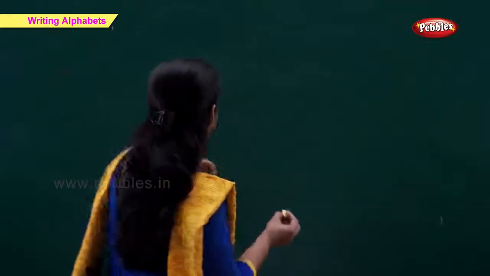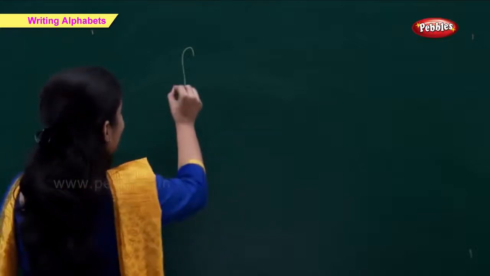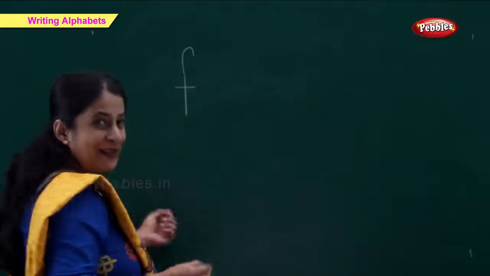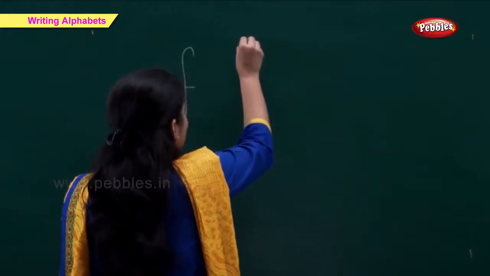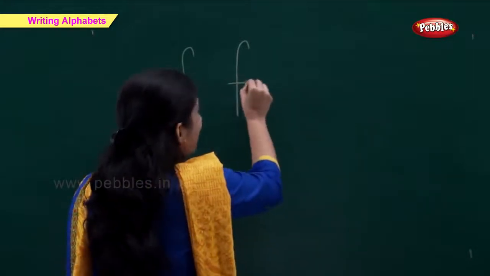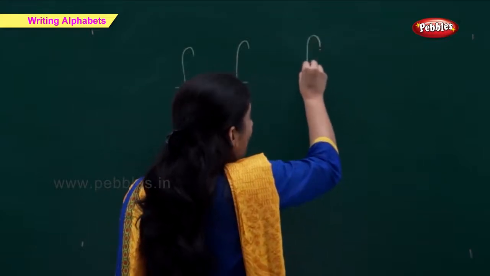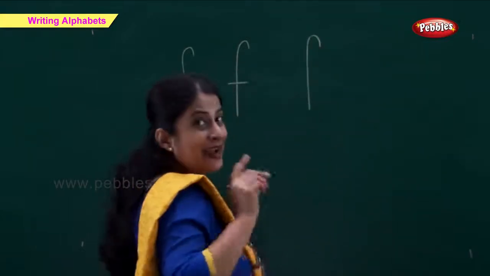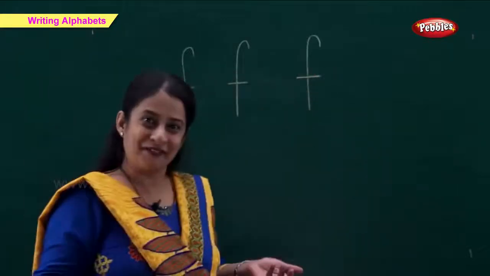Now let's write F. F for fish. A small curve joining a standing line and a sleeping line makes F. Again, a small curve joining a standing line and a sleeping line makes F.